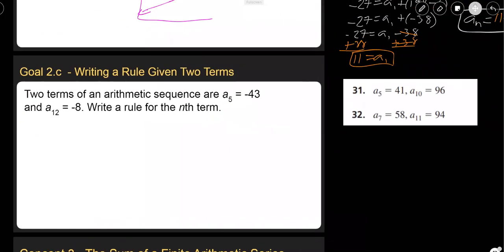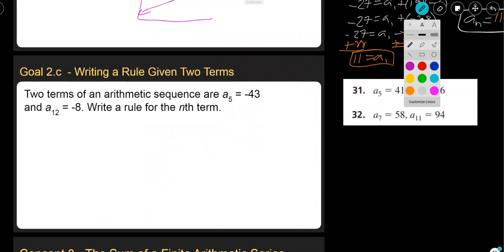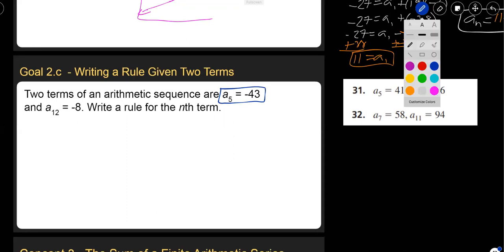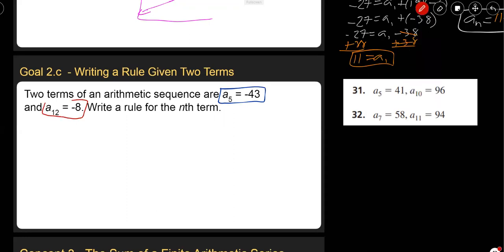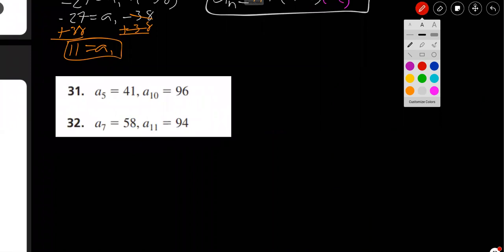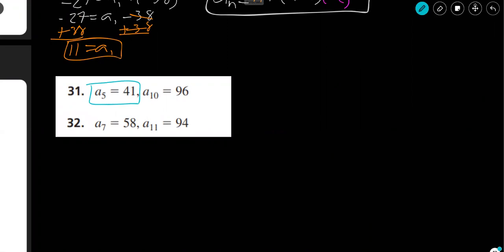The last one we have to do is when we're given two random terms. For instance, on the example that we did in class, we were given two random terms, A5 and A12, but we have no idea what A1 or the difference is. So in these situations, we actually have to set up a system of equations. Since I'm in the black background, I'll use light blue and yellow. So what I'm going to do is create two equations with what I have. So remember, the standard framework for this equation looks like this.